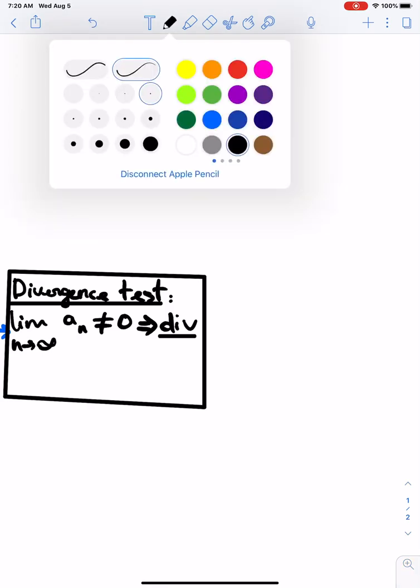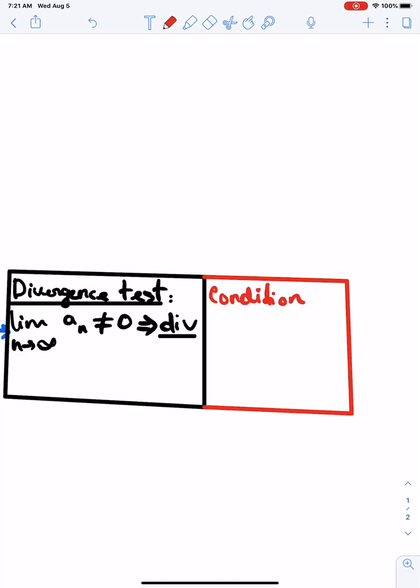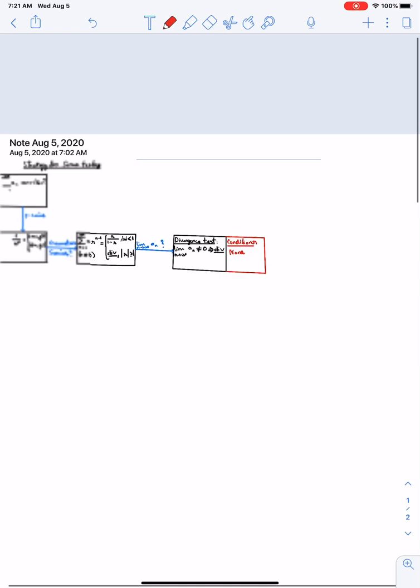Now, what's the condition for this one? Remember that we always have some sort of conditions flying around with the types of series tests. So what's the condition for the divergence test? Well, actually none. So it's very nice. If it's divergent, then there's nothing you have to check for. So conditions: none.